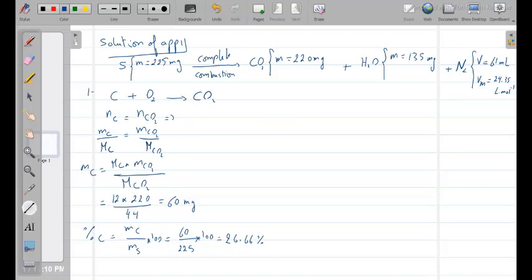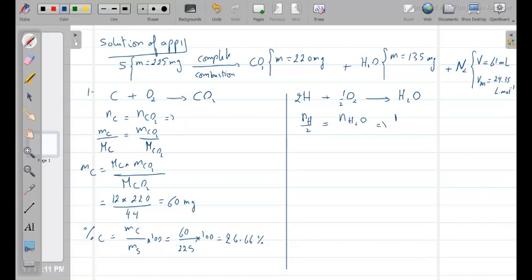Now for hydrogen atom, when burned in presence of O2 produces H2O. We balance: 2 hydrogen, multiply H by 2; 1 oxygen, multiply O2 by half. Then number of mole of hydrogen over 2 equal number of mole of H2O over 1.